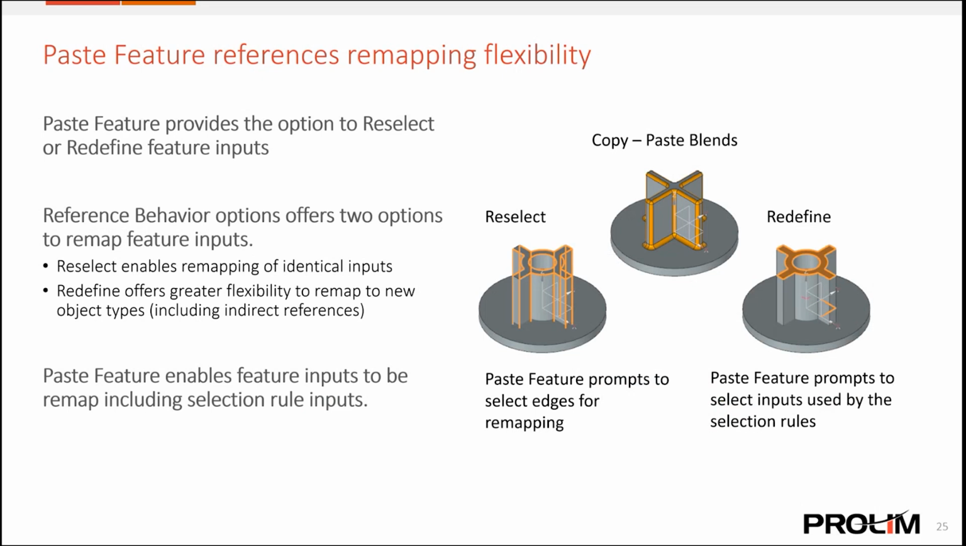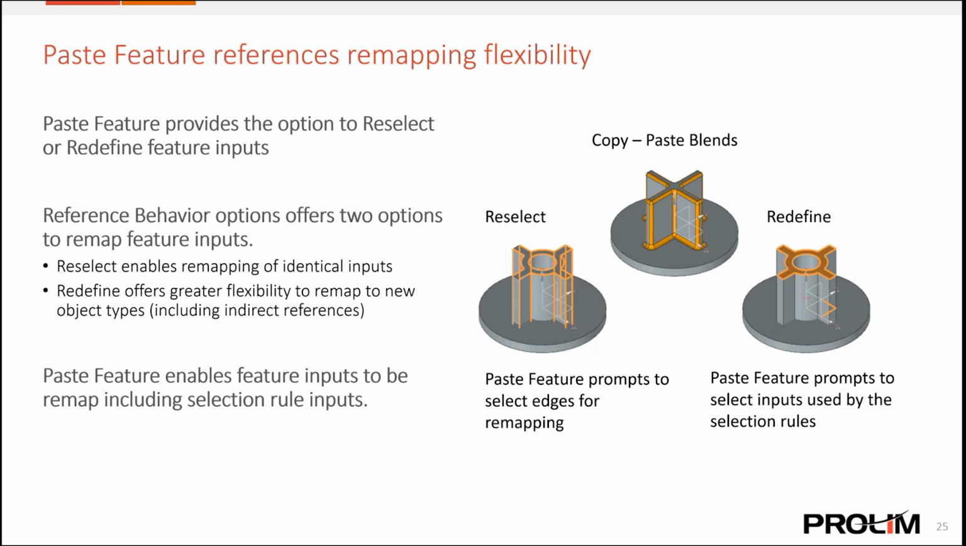Now, the latest feature, and the last feature we're going to cover today, is the paste feature for referencing and remapping flexibility. The paste feature provides the option to reselect or redefine feature inputs, and it offers two options to remap those feature inputs. Reselect enables the remapping of identical inputs, as you can see on the left button over there. And redefine offers greater flexibility to remap to new objects, including indirect references. You can see that on the right side.